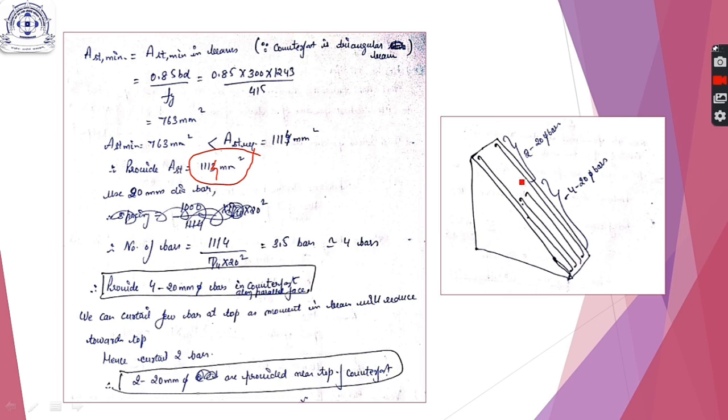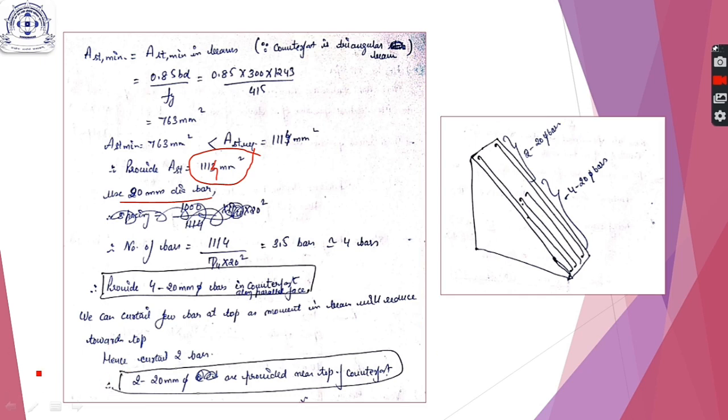Now as it is a beam, in case of beam we do not calculate the spacing but we calculate the number of bars. So assuming diameter of bar as 20 mm, we calculate the number of bars. Number of bars is total AST required upon area of one bar, which is coming out to be 3.5, and we round off to 4 bars. Therefore in this counterfort the main reinforcement is provided in the form of these inclined bars. In the photograph also I had shown you some inclined bars provided in the counterfort. So these are the inclined bars.